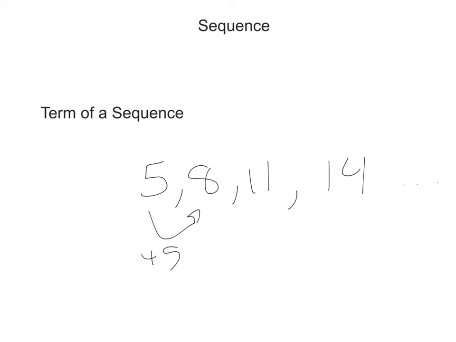For example, let's look at the sequence 5, 8, 11, 14. The first term is 5, the second term is 8, the third term is 11, the fourth term is 14, and so on. And we can identify a pattern. The pattern here is each time we move from one term in the sequence to the next one, we add 3.